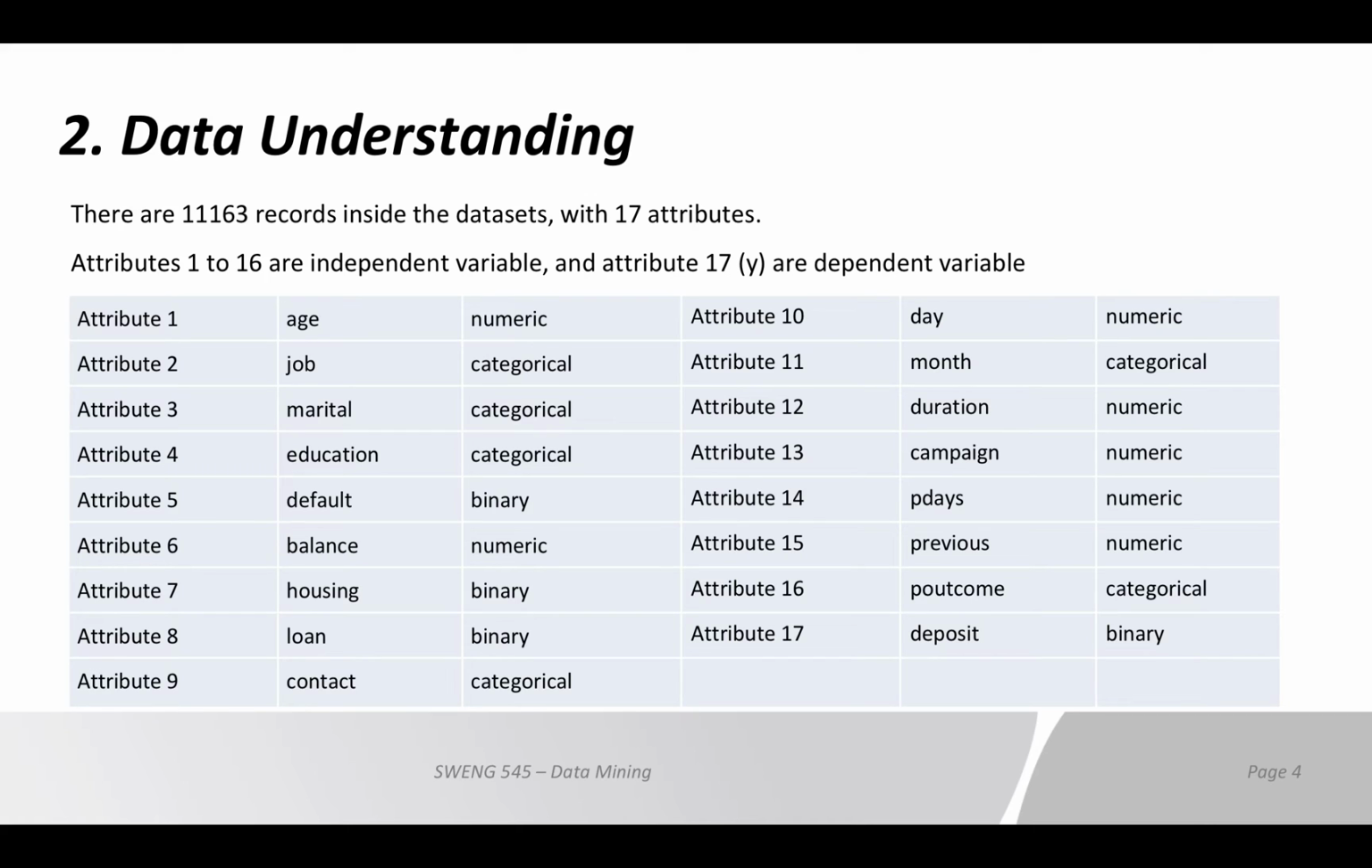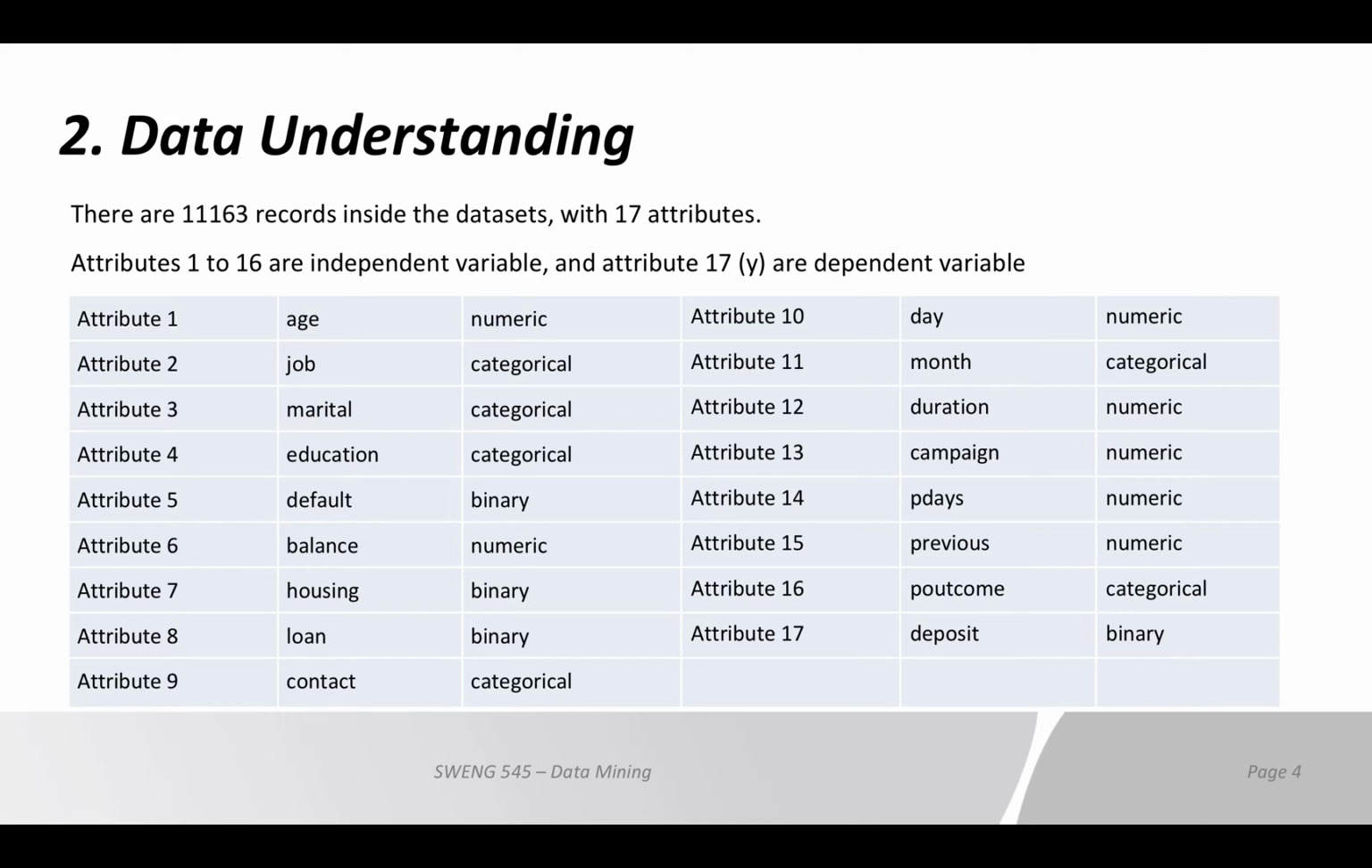The 14th attribute is pdays. It's a numeric attribute. It describes the number of days that passed after the client was last contacted from a previous campaign. The 15th attribute is previous. It's a numeric attribute. It describes the number of contacts performed before the campaign. And the 16th attribute is poutcome. It's a categorical attribute. It describes the outcome of a previous marketing campaign.